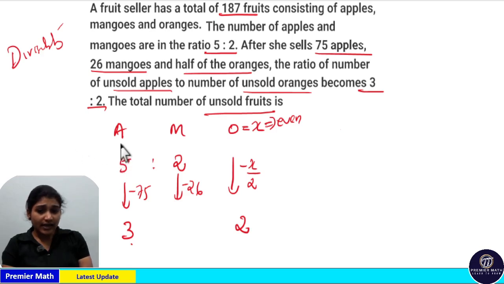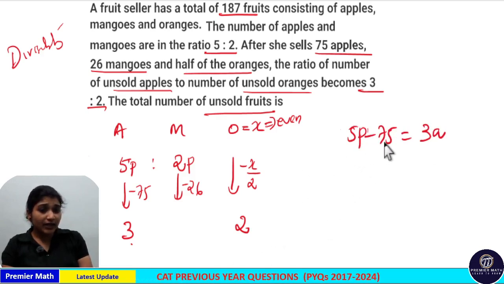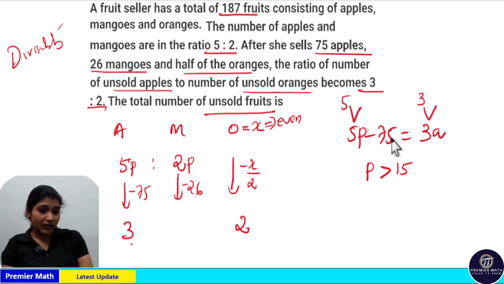Now, if you look at this, initially the number of apples was a multiple of 5, and after she sold 75 apples, it becomes a multiple of 3. So, if I take this as 5 part, then this should be 2 part. Here, 5 part minus 75 becomes a multiple of 3. Take it as 3. Here 5 into 15 itself is 75, which means the part should be greater than 15. Now, this is a multiple of 5 and this is a multiple of 3. When you subtract 75 from 5 part, it becomes a multiple of 3.